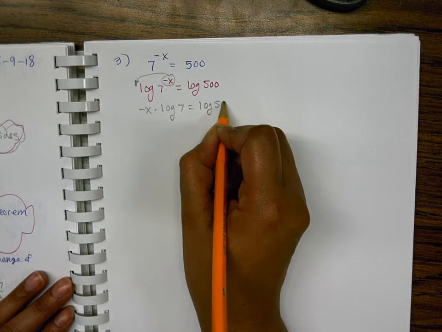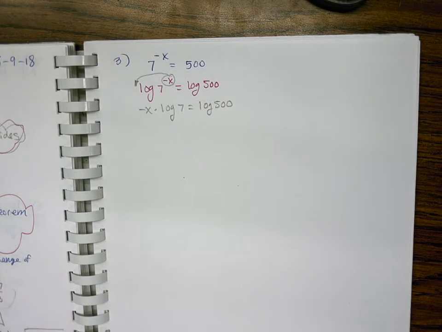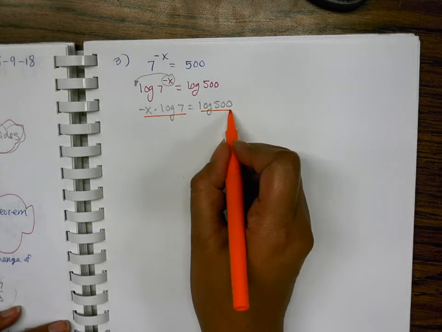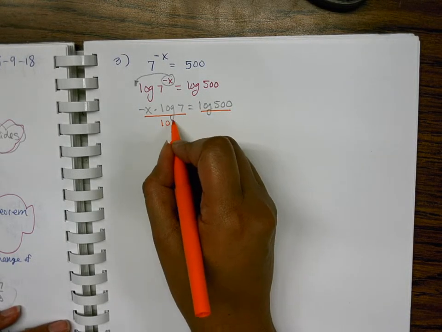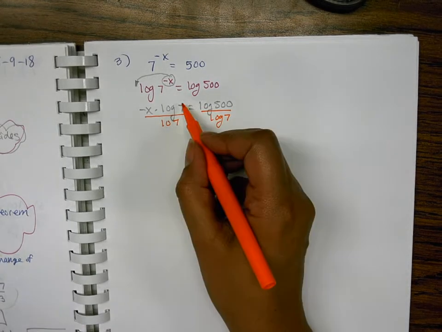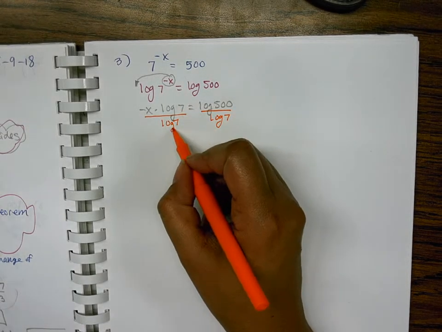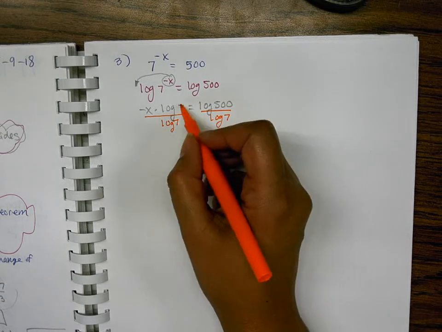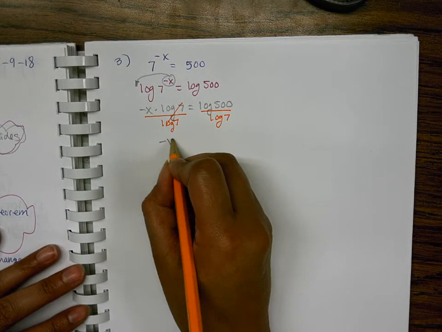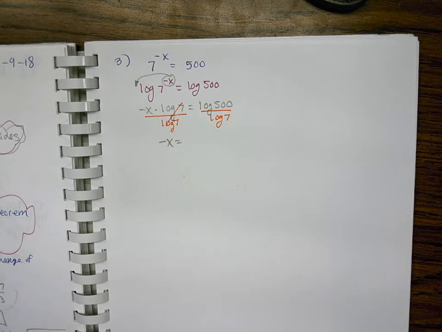Negative x times log of 7 equals log of 500. I'm hoping we've done enough of these for you to have the hang of it by now. We want to solve for x, so I divide both sides by log 7. Oh, forgot my g. If you wanted, you could divide by negative log 7 and get rid of the negative sign right off. That is totally up to you. I don't want to confuse anybody, so I won't do it just yet.